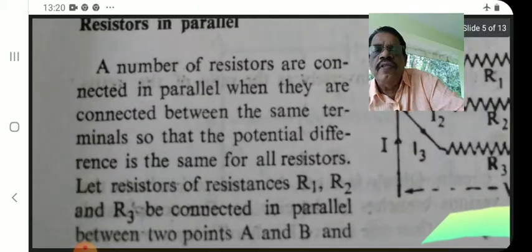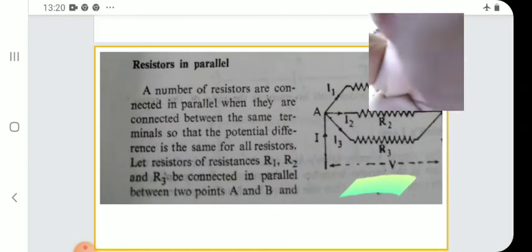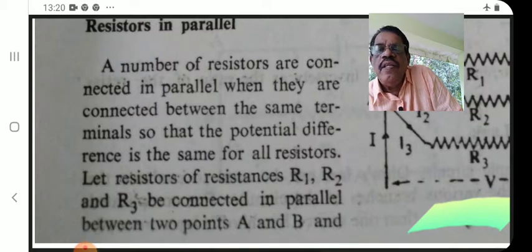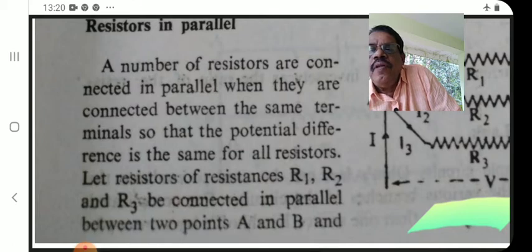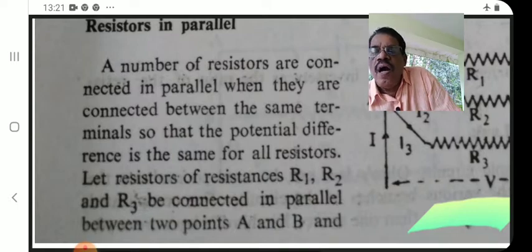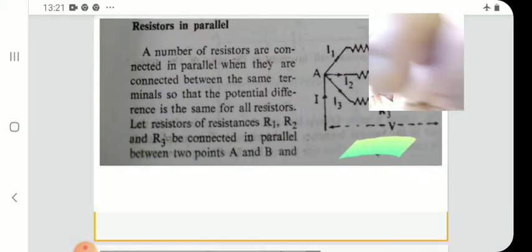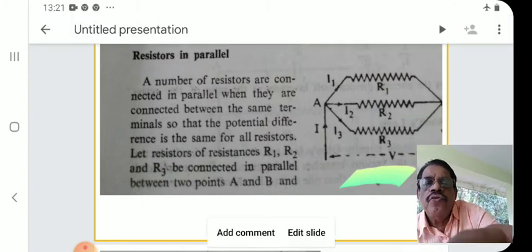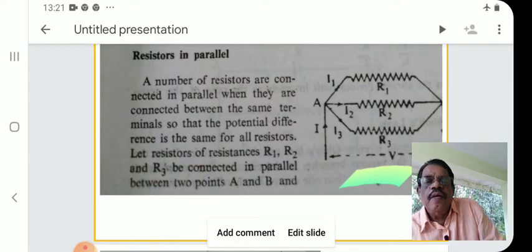Now we see parallel combination. A number of resistors are connected in parallel when they are connected between the same terminals, so that the potential difference is the same for all resistors. Let R1, R2 and R3 be connected in parallel between A and B as shown. The figure is shown here. Between A and B, three resistors are connected. A potential V is applied between A and B.